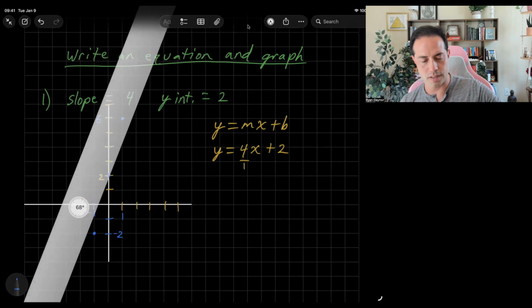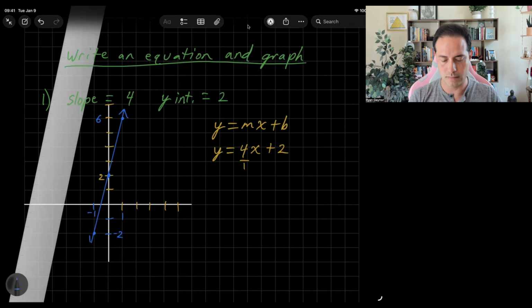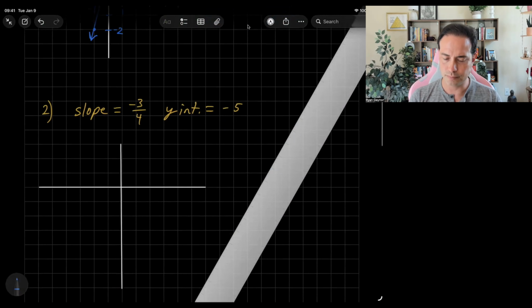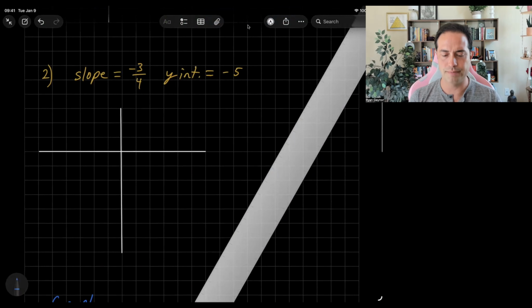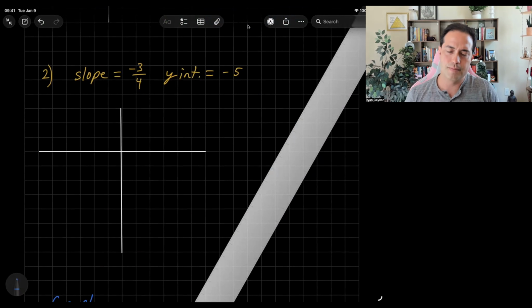Now, all I have to do is connect this, and we are good to go. Always have to put my arrows on both sides, box up my answer, so I have my graph and my equation, and now we're ready for the next example. Okay, so for this one, I'm going to let you guys do this one on your own.